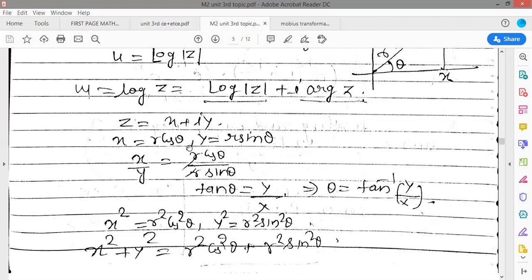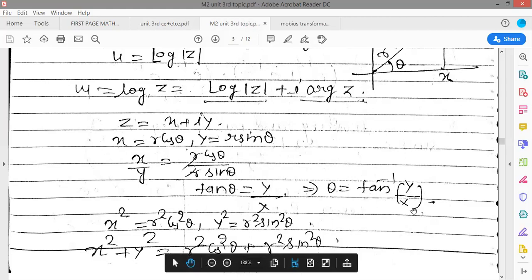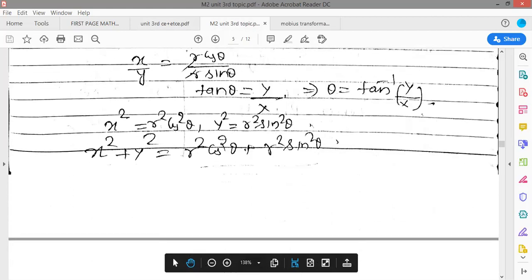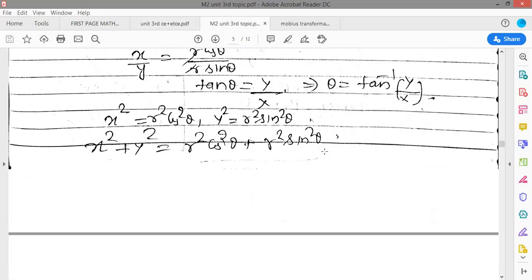So if we divide both of these, x upon y is equal to r cos theta upon r sin theta. So tan theta, you have theta is equal to tan inverse y upon x. So this is your argument. That means this is an angle between x and y. So theta is equal to tan inverse y upon x.